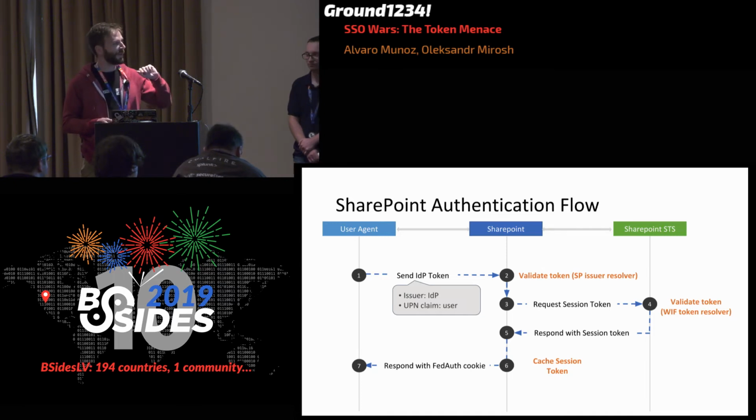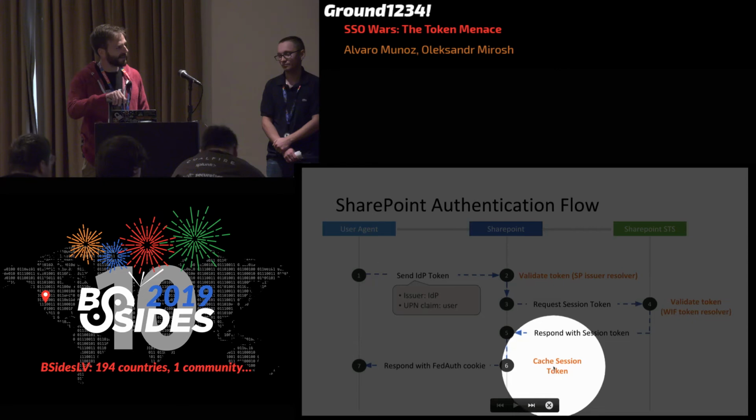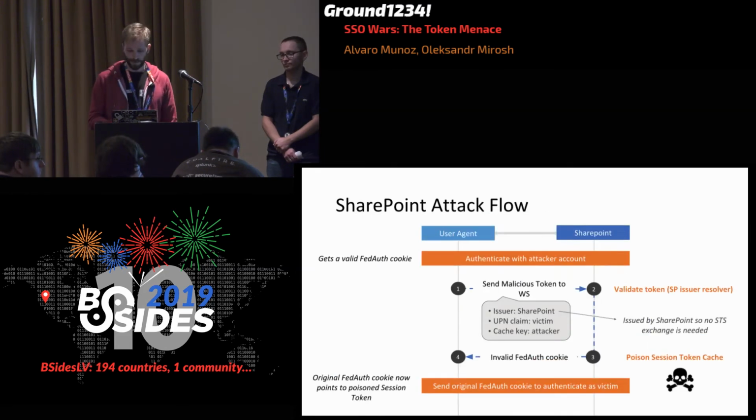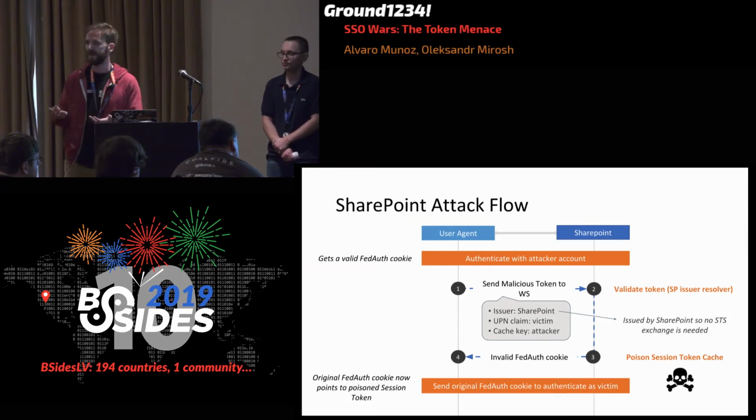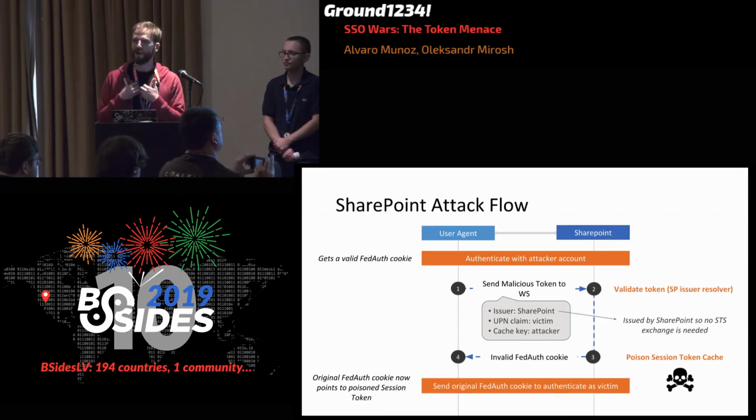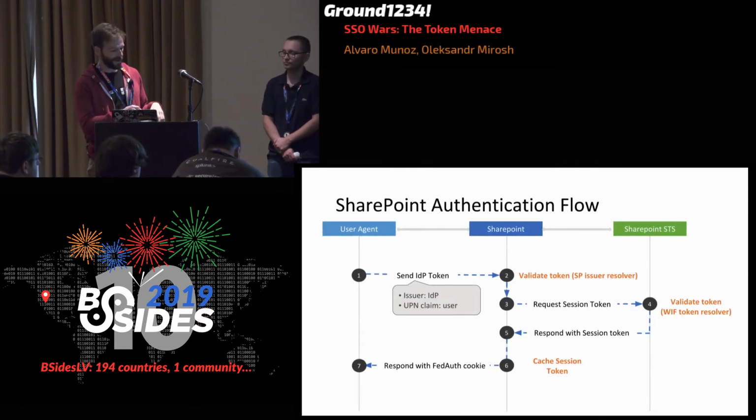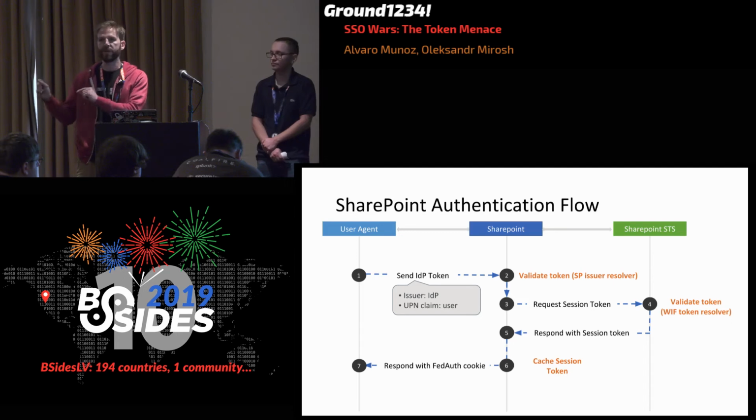So what we did, we found a different flow. Basically, it's not a flow, but a different way that we can abuse to exploit it. In step number 6, you can see that the session token is cached, right? And then out of this session token, it generates a session cookie that is returned to the user. Now, in order to attack SharePoint using this technique, what we can do is authenticate as a valid user, as the attacker, maybe with a low privilege account, and then get our session cookie. In this process, the session token for the attacker will be cached. And the cache key will be an internal identifier for the attacker, right?